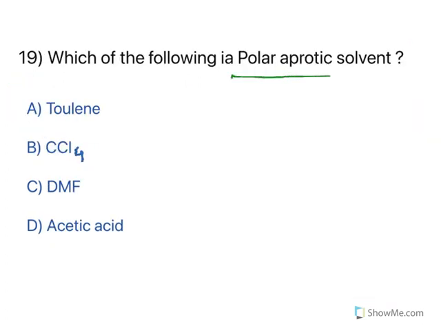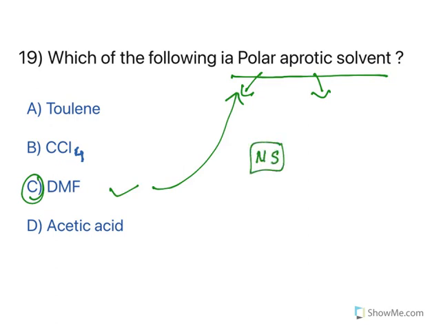Now, which of the following is a polar aprotic solvent? Let us understand. Polar means it should be able to generate charges. Aprotic means without protons. Now, dimethyl formamide is a polar aprotic solvent. We will read about this in nucleophilic substitution reactions. Dimethyl formamide, no proton is there, but it is a polar solvent.